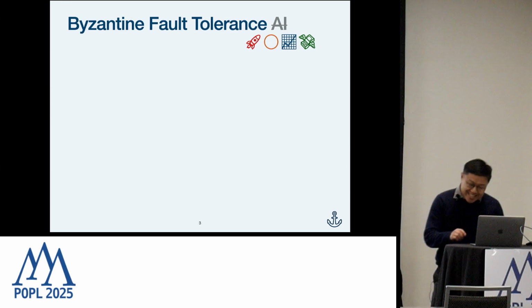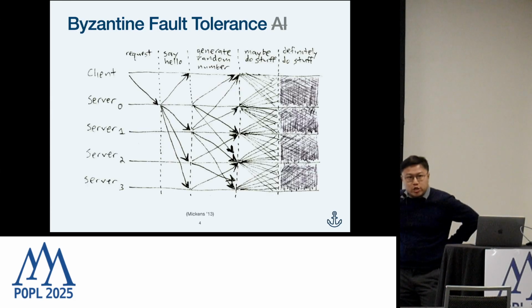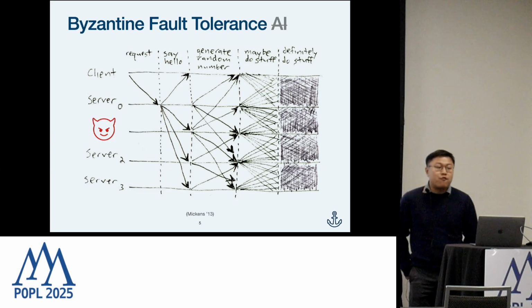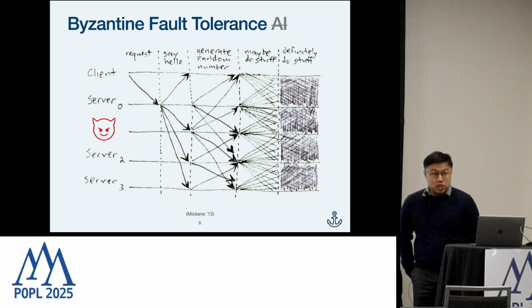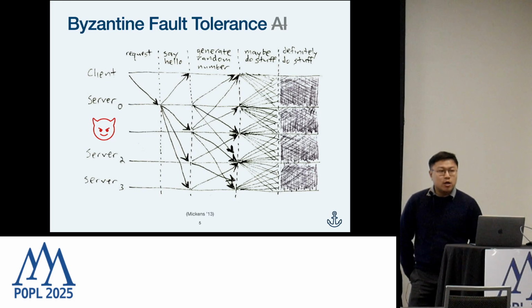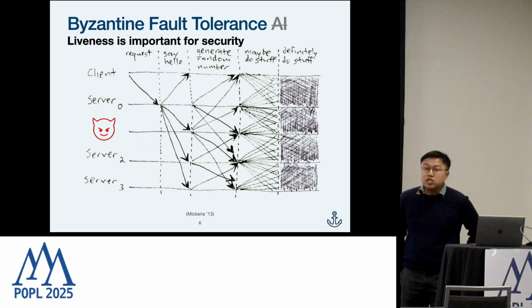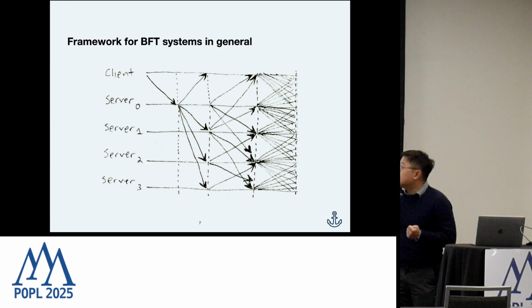Byzantine fault tolerance. If you don't know what Byzantine fault tolerance is, here's an illustration by James Mickens in 2013. So Byzantine fault tolerance, or BFT, refers to a family of protocols where a group of servers, some of which are malicious, try to establish some consistent information about the world over an unreliable network. In such a setting, liveness is very important for security. So there's a lot of non-determinism that happens in these systems.